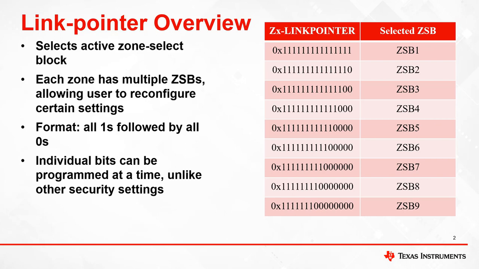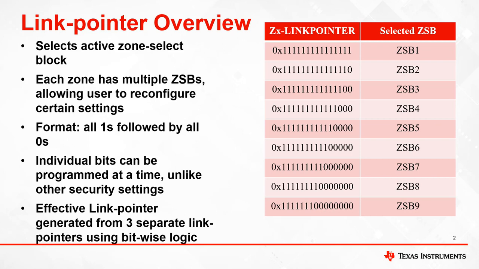With the exception of the link pointer and the JTAG lock enable field, all user OTP locations have ECC protection. This means that for each 64-bit block in user OTP, once any bit is programmed from a 1 to a 0, the value of the entire 64-bit block is permanently programmed and cannot be changed. The link pointer and JTAG lock enable fields are the only fields where the user can repeatedly program individual bits. The table in this slide indicates which zone select block is active for different values of the link pointer.